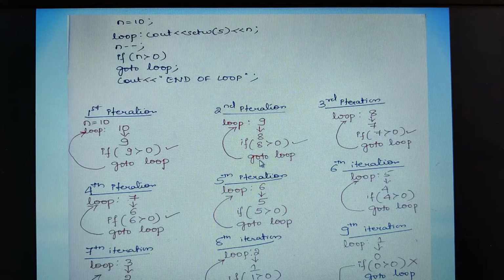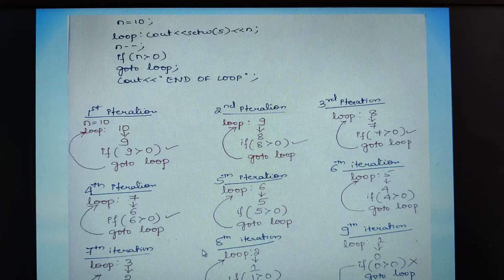Again it encounters go to loop. Control goes to the loop, the same label name. Then again 8 is printed, and 8 gets decremented by 1. So, 7 is greater than 0. Yes, the condition is true. If so, go back again to the loop. Similarly, the same for the 4th iteration, 5th iteration, 6th, 7th and 8th.